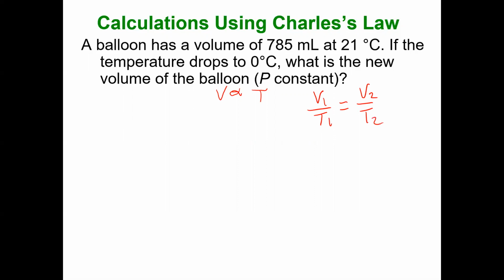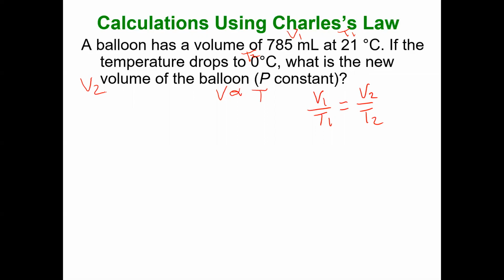If I read a problem, a balloon has a volume of 785 milliliters. That's my initial volume. And a temperature of 21 degrees Celsius, my initial temperature. If the temperature drops, so there's a change in conditions, there's a change in temperature, this is my T2. What is the new volume? I'm looking for V2. So let's think about this.